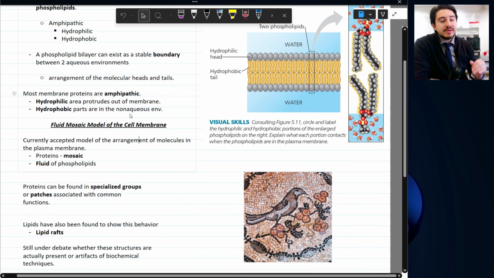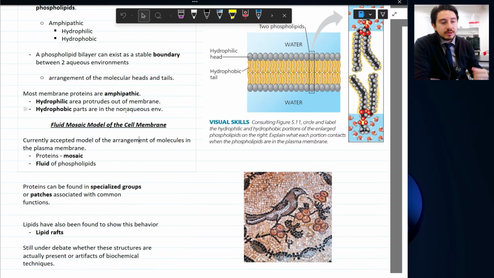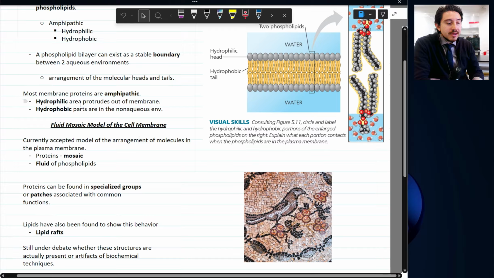Again, they're amphipathic. The hydrophilic area will protrude out of the membrane, right? Exposed to water, right? To the internal contents or the external environment. And then you have the hydrophobic areas, and this would be considered a non-aqueous environment, right? And they're housed in between the bilayer.